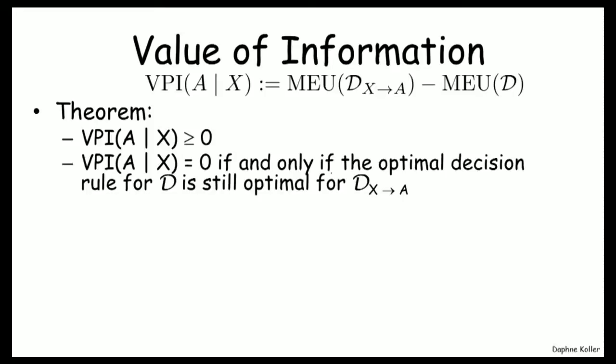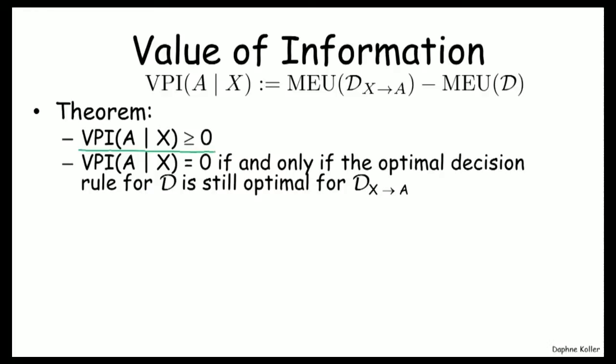So let's look at some properties of the value of perfect information. The first important property of the value of perfect information is that, assuming there's no cost to the information, so not counting how much it might cost, say, to conduct the survey, one can show that the value of perfect information is always greater than or equal to 0. So let's first go ahead and convince ourselves that this is true.